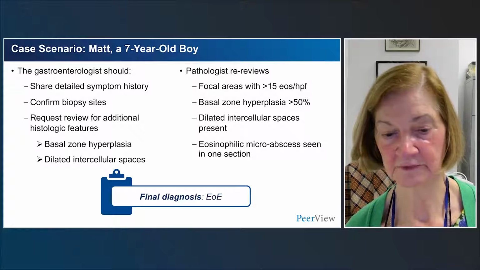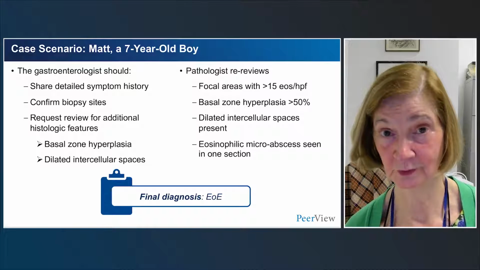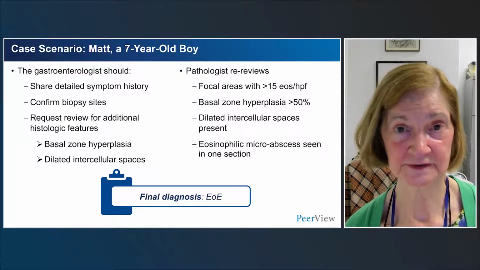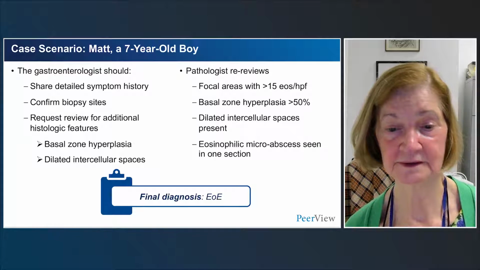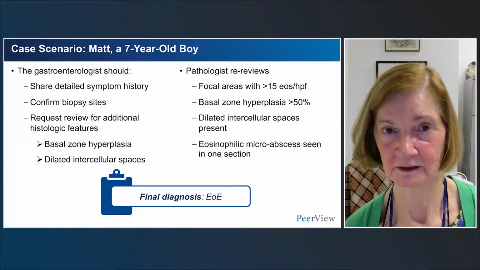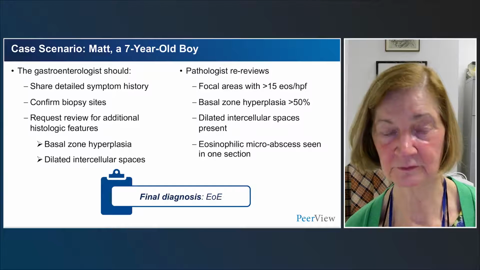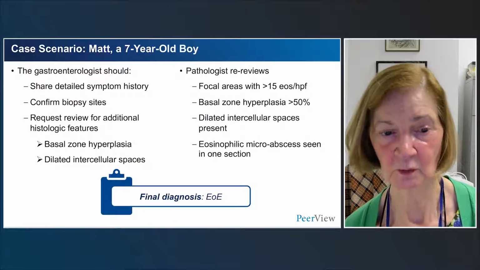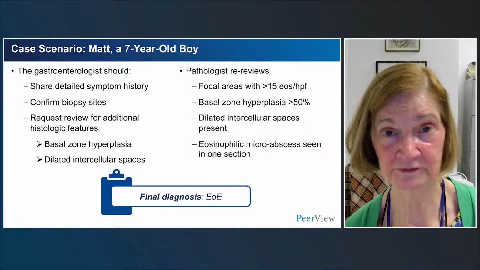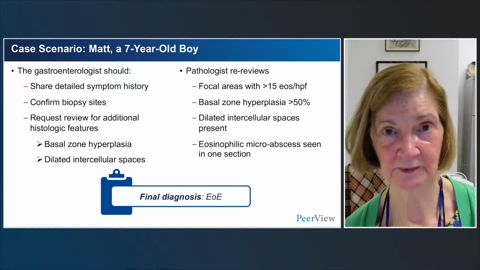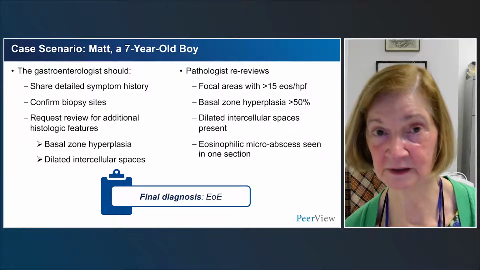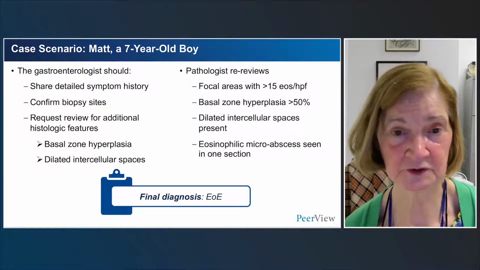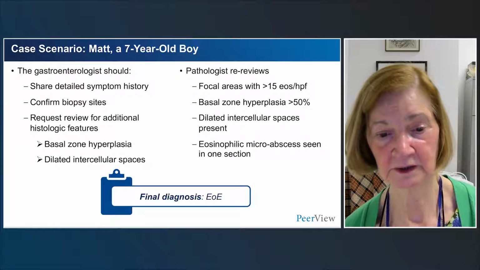And the pathologist should re-review the slides at the gastroenterologist's suggestion, and chances are they'll find areas where there are 15 or more eosinophils in a high-powered field, with an initial count of 10 to 14 in a high-powered field. Likely they will find what it is that we're looking for, the pathologic part of the diagnosis of EoE.